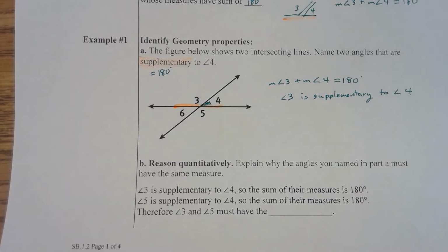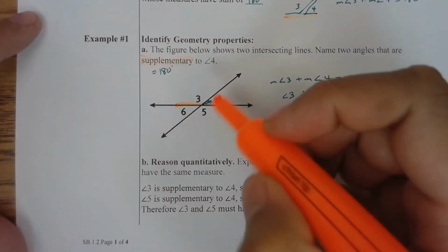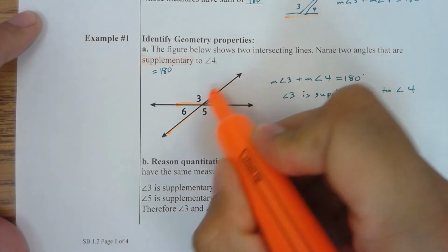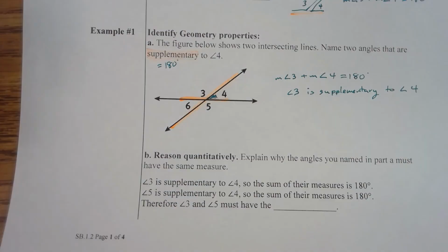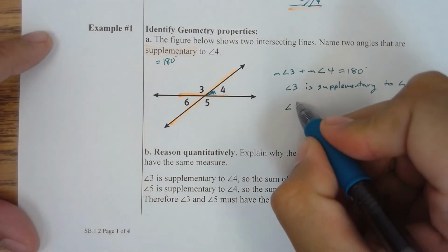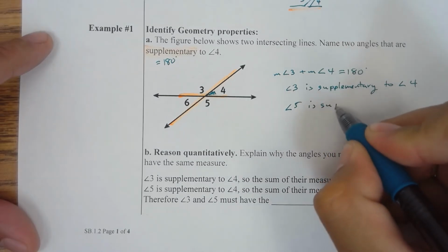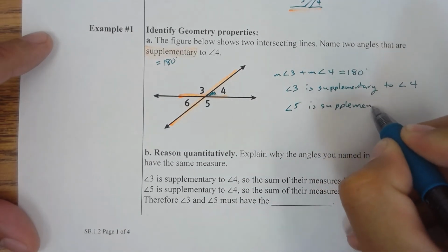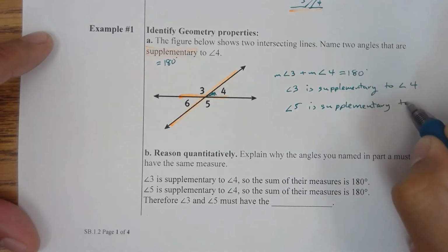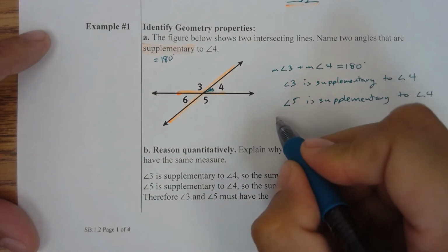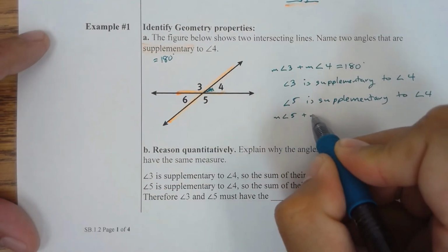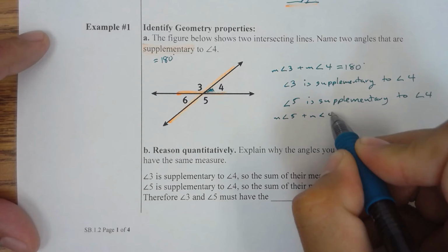Now look at angle 4. Can we find another angle that will make a nice straight line? Yeah, you should be able to see it. Angle 4 and angle 5 make one nice straight line right here. So that means we know that angle 5 is supplementary to angle 4. And again, you can also write that the measure of angle 5 plus the measure of angle 4 equals 180 degrees.